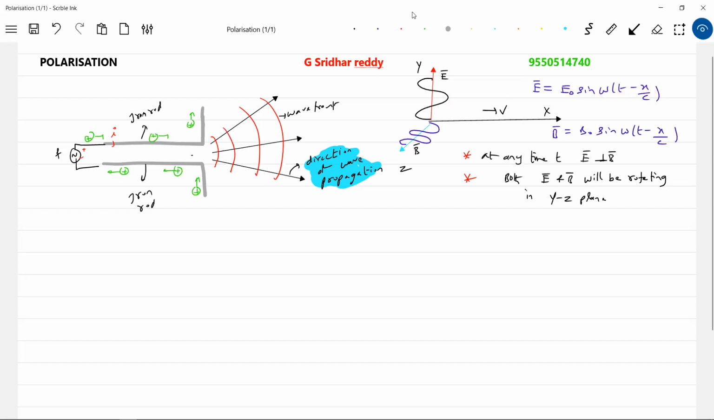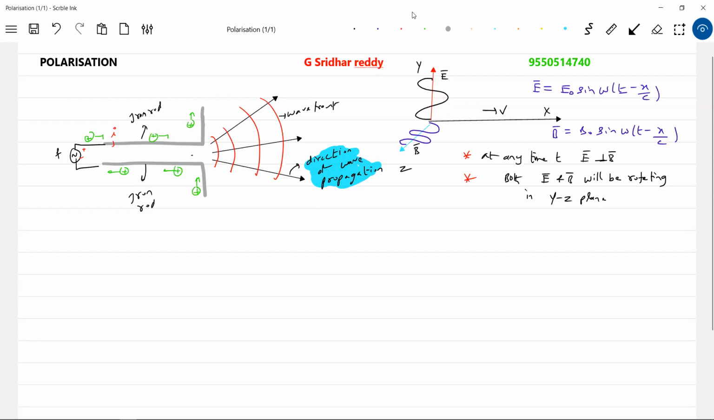I think there are four important things you have to remember. What is that? The E bar vector will propagate. So the E bar will be a function of position and time. It will rotate in the YZ plane, and at all times, it will be perpendicular to the magnetic field. This is what is called unpolarized light.